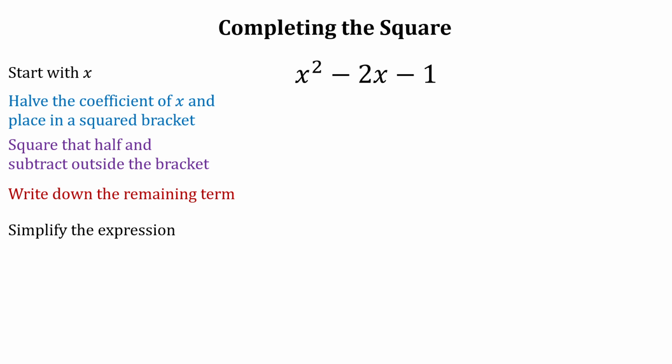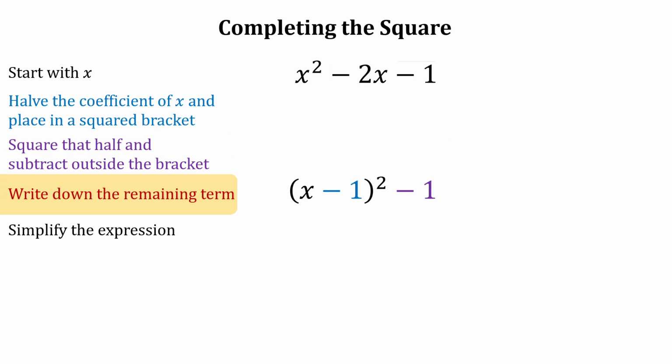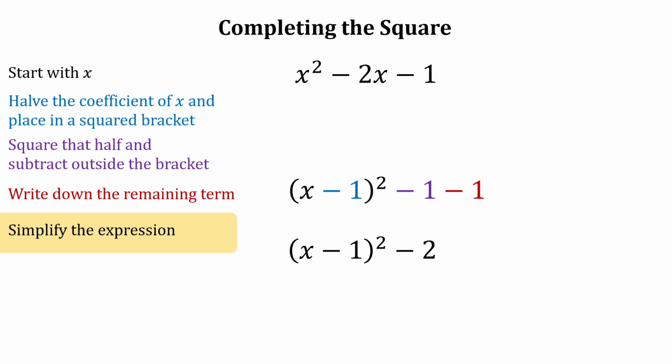Let's try a couple of similar problems. Start with x. Halve the coefficient of x and place it in a squared bracket. Then, square that half and subtract outside the bracket. Next, write down the remaining term. Finally, simplify the expression. The final answer is x minus 1 squared minus 2.